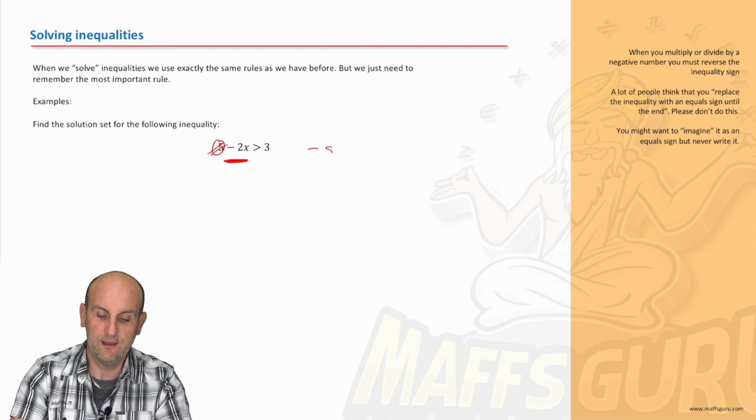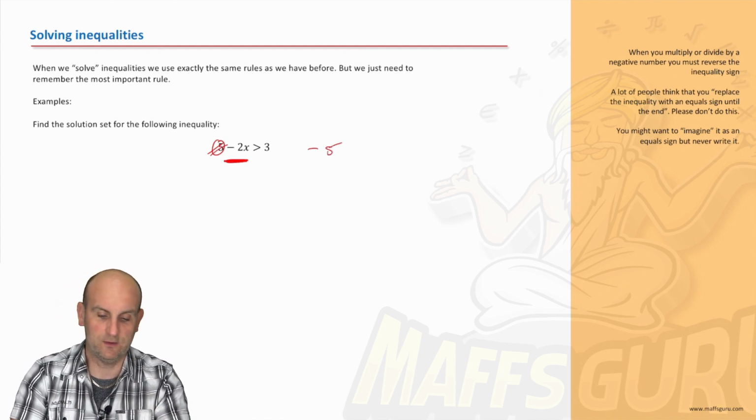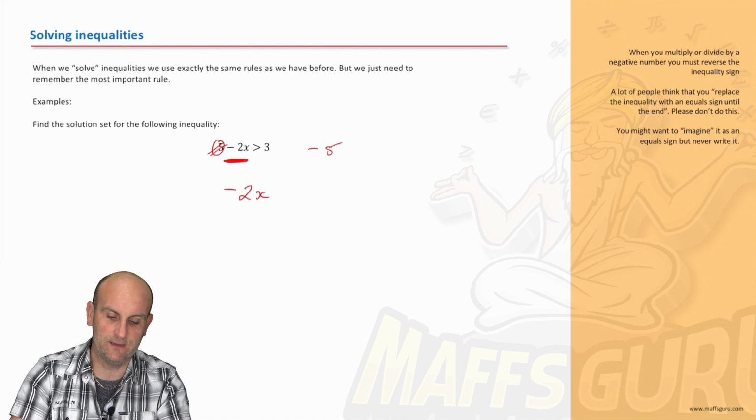How am I going to do that? I'm going to take away 5 from both sides. Now that's not multiplying or dividing, so my inequality at the moment stays exactly the same way. 3 minus 5 is -2.